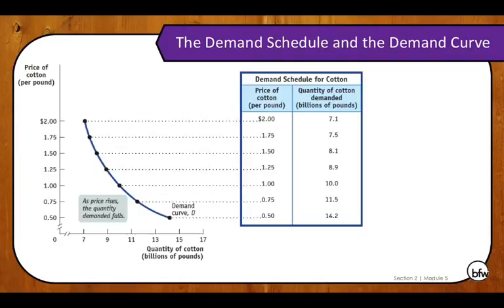So if the price of a good changes and rises, we move along the demand curve from one point to another, and the quantity demanded falls. When the price of a good falls, we move along the demand curve from one point to another point, and the quantity demanded of the good rises. So holding all other things constant that can affect our demand for the good, this is a movement up or down the demand curve.